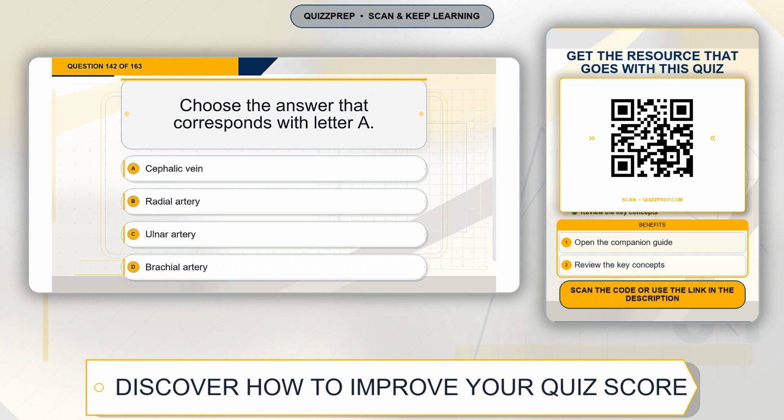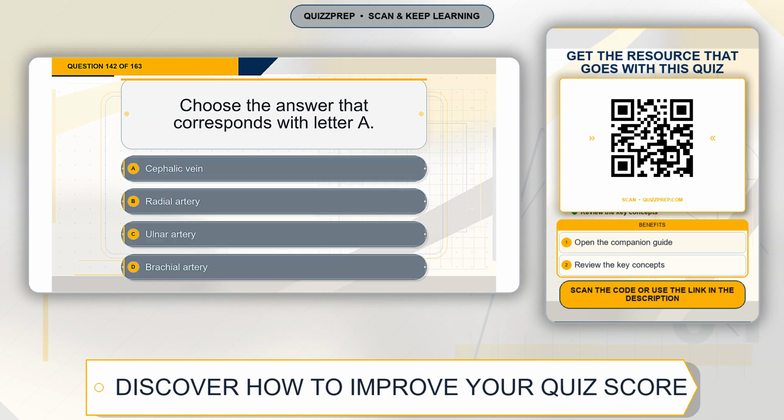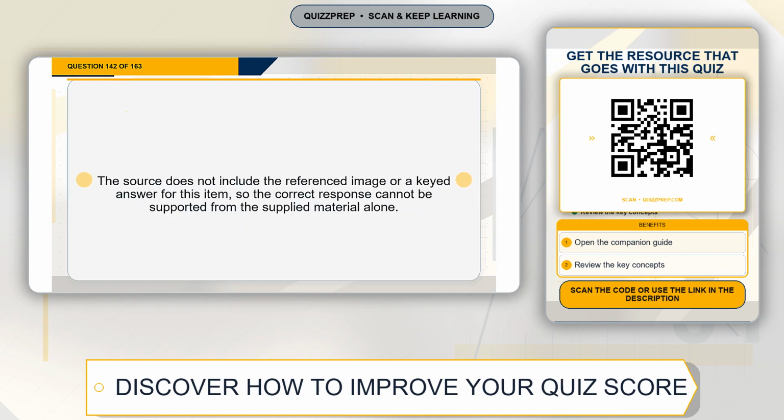Question 142. Choose the answer that corresponds with letter A. Option A, cephalic vein. Option B, radial artery. Option C, ulnar artery. Option D, brachial artery. The correct answer is not shown. Explanation. The source does not include the referenced image or a keyed answer for this item, so the correct response cannot be supported from the supplied material alone.